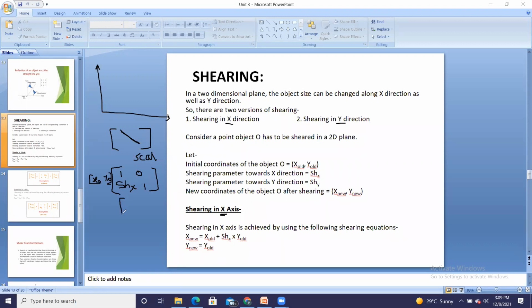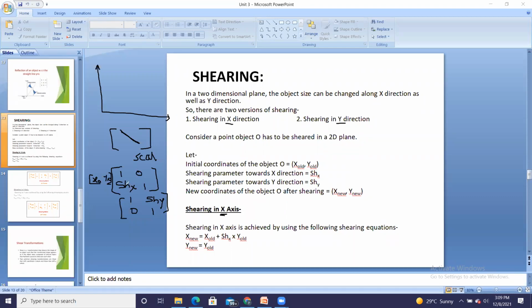Similarly, if I want to achieve the shearing effect along y-axis, I have to keep this element as non-zero, SHY, and this element as 0, so that when I multiply the original point with this, x0 will remain as it is, but I will observe some addition in y: y0 plus x0 into SHY. So I will add some value into your original y value, and that is nothing but shearing in y-axis, y direction.